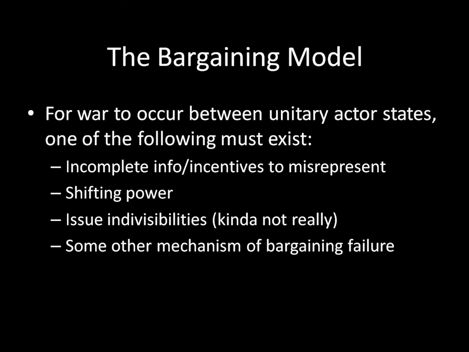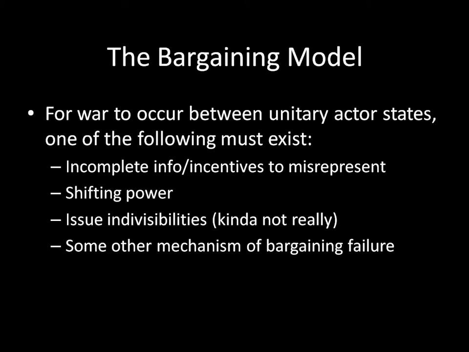To recap, the bargaining model of war tells us that for war to occur between unitary actor states, one of the following things must exist. You need to have incomplete information and incentives to misrepresent, or you need to have shifting power, which leads to preventive war and preemptive war, or you need to have issue indivisibility, although I note here that we don't really like that explanation because you can always come up with some sort of side payment to resolve the indivisibility problem. Or I'm not going to discount the fact that there might be some other mechanism that causes bargaining failure that we've yet to fully identify.